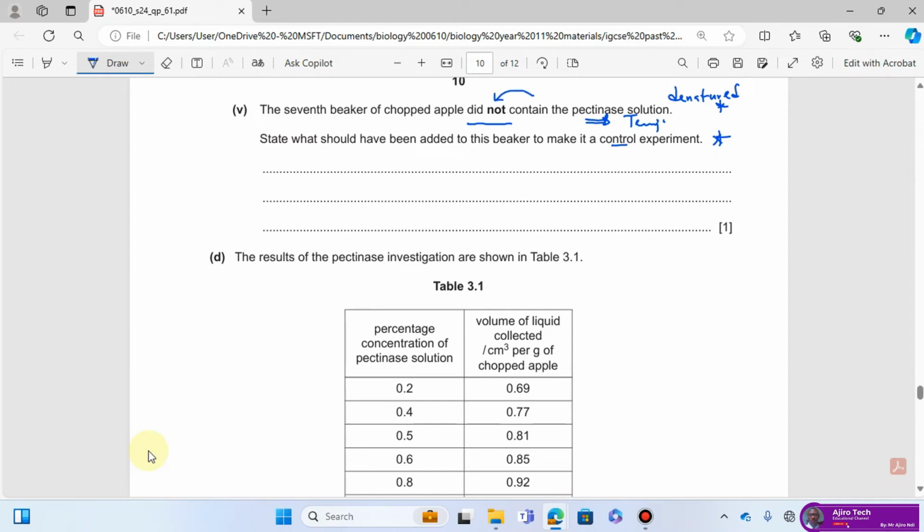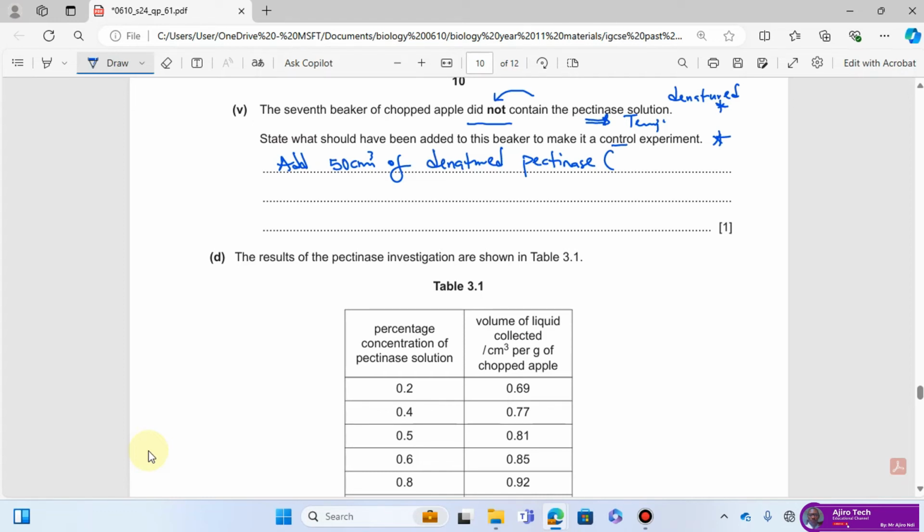That will also not have any effect on the amount of juice that you come up with. So one precaution is to say what? Add 50 cm cube of what? Denatured pectinase, or you can say boil. When you boil pectinase, of course, it's going to get denatured from high temperature.